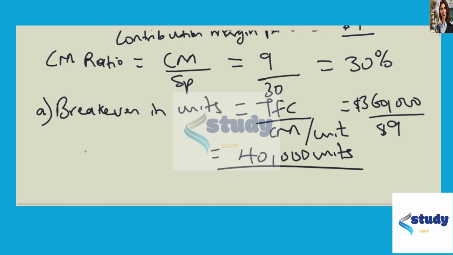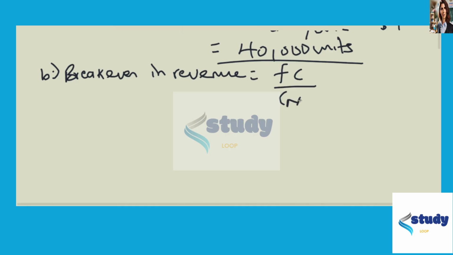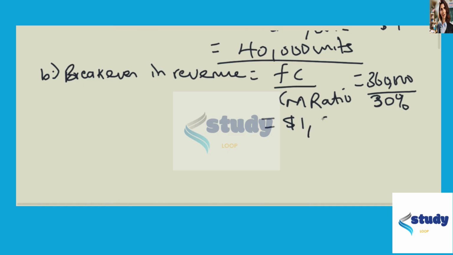And the B part of the question says the break-even point in revenue. So it's going to be a similar way to find that. So break-even in revenue will basically be the fixed cost divided by the contribution margin ratio. And then this is equals to 360,000 divided by the contribution margin ratio is 30%, which we just found. So when you divide this, you're going to have 1,200,000, and that will be the break-even point in revenues.